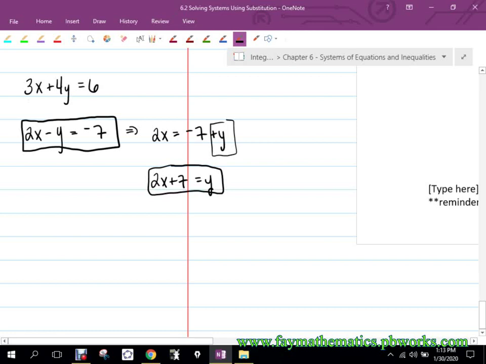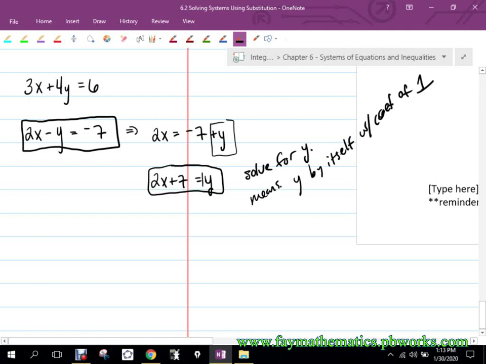Because remember, my goal was to solve for y. So when we say solve for y, it means y by itself with a coefficient of 1. And that's what we've got going on here. Okay?